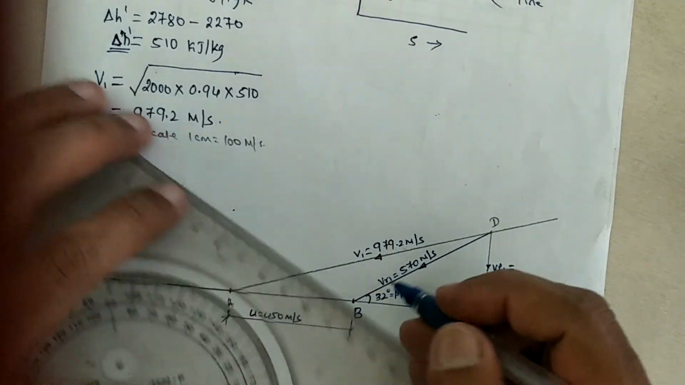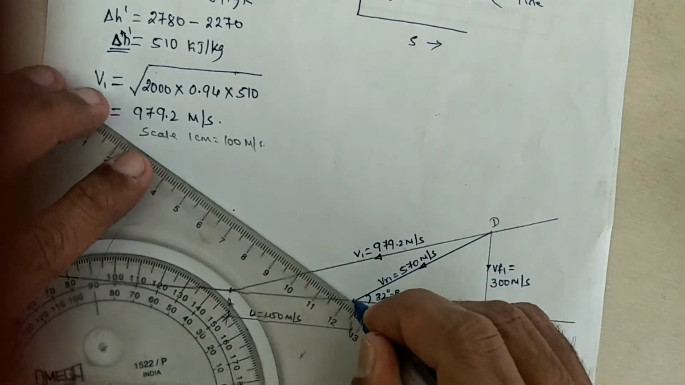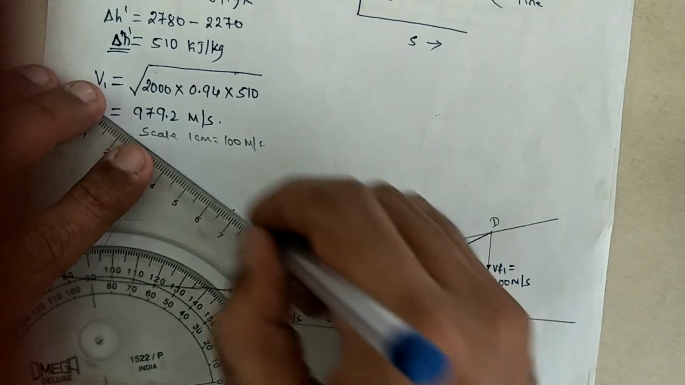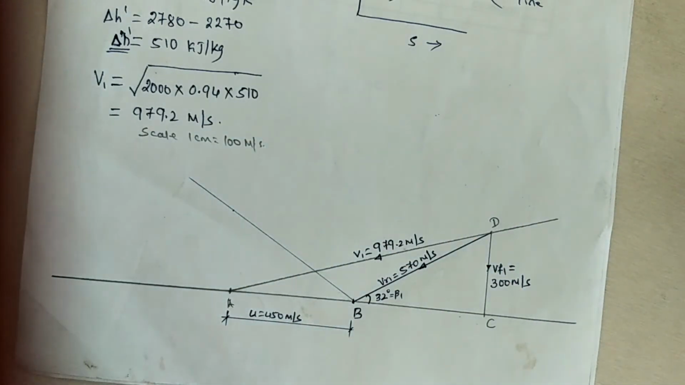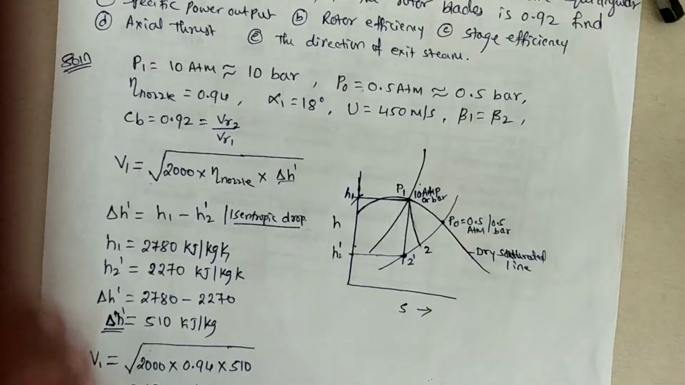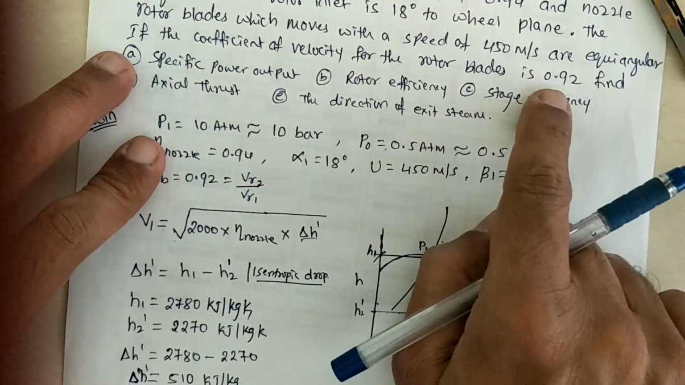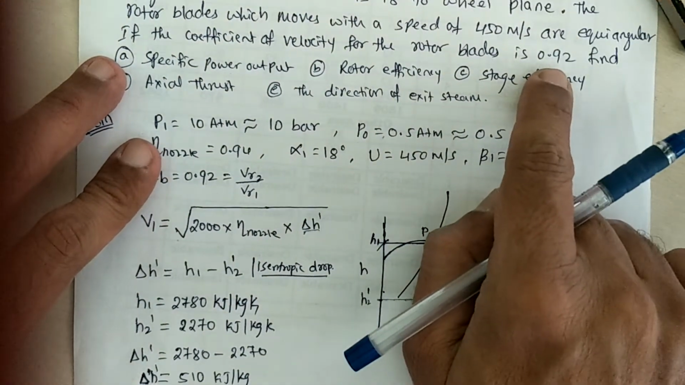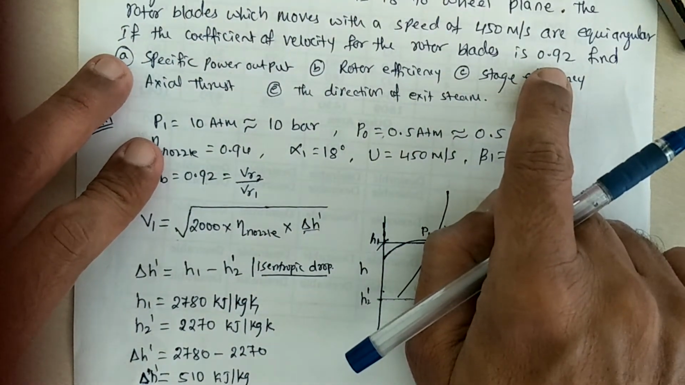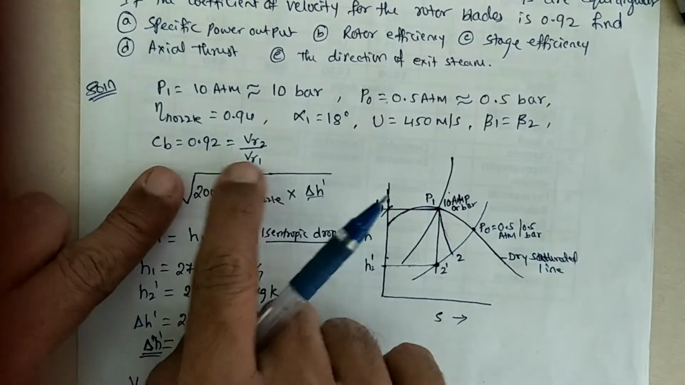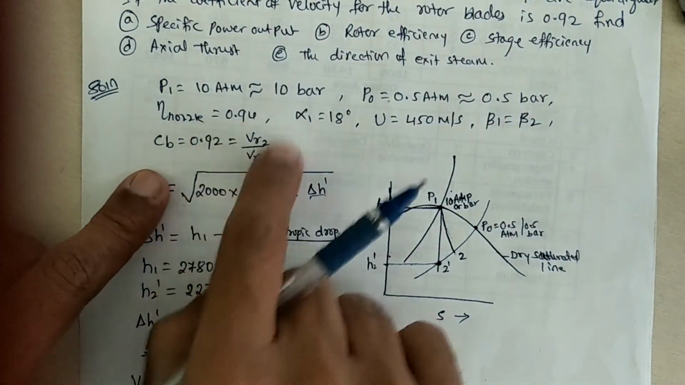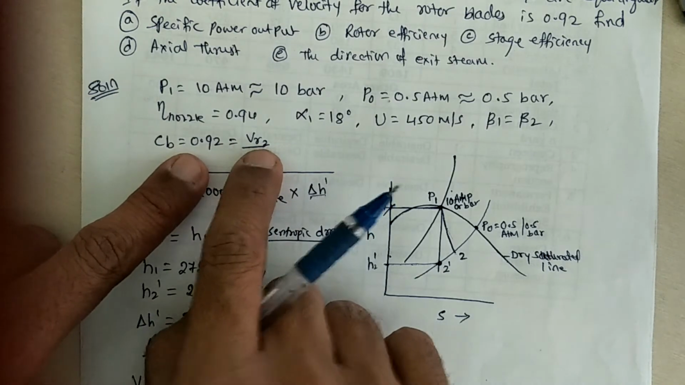32 degree. So I am going to draw a line of sufficient length. This is the line I have drawn. Here the coefficient of friction is given, that is 0.92. So from this equation you can calculate the value of VR2.